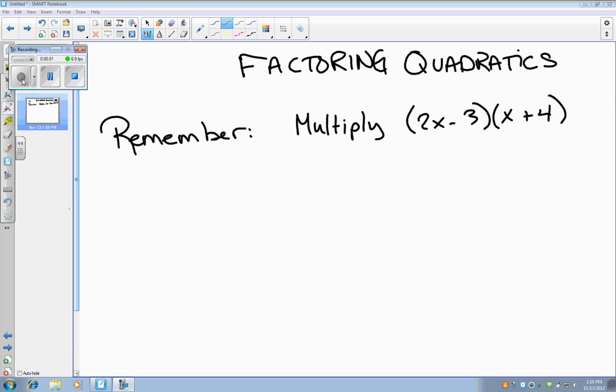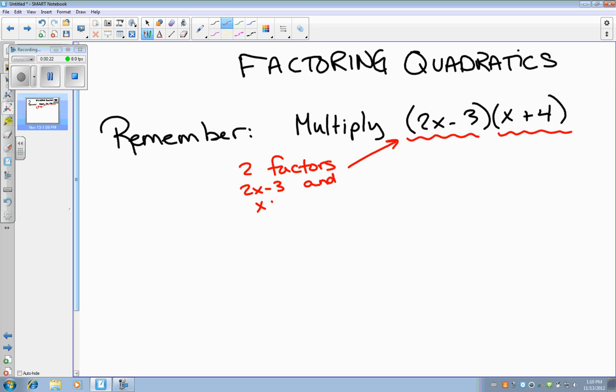So before we start talking about factoring, I want to talk about what factors are and how it relates to what we're doing. So these are factors. There's two factors. One of them is 2x minus 3, and the other is x plus 4. So just a little trip down memory lane from when you were a little kid.